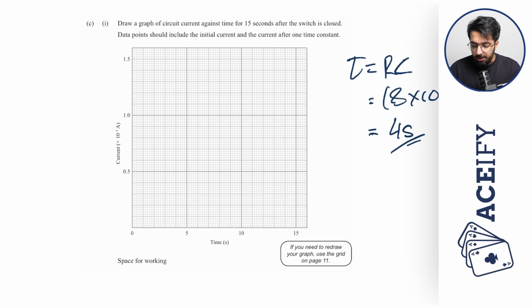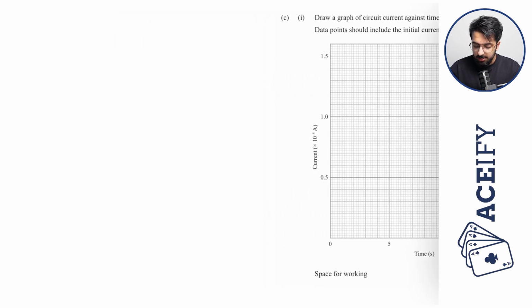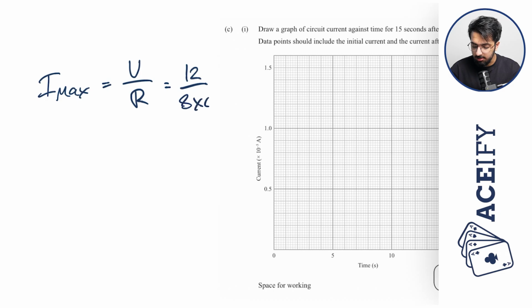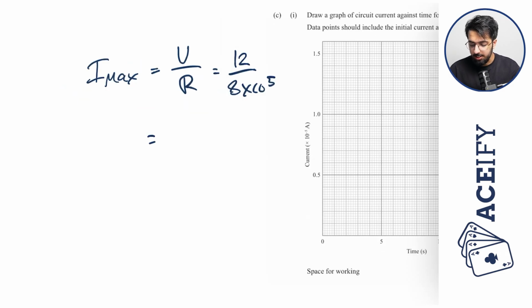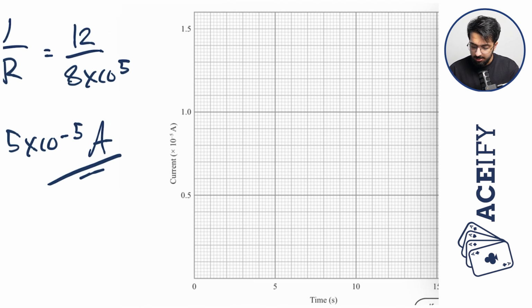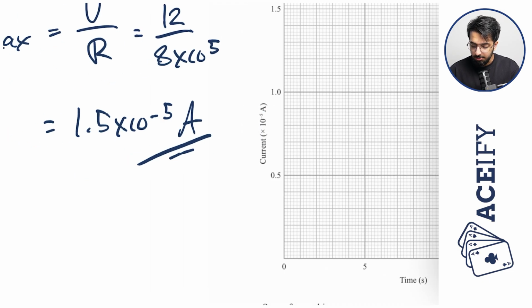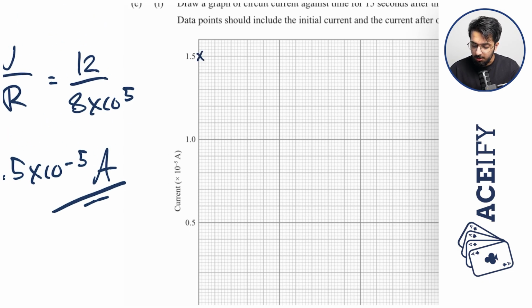Now we just need to find out our max current, and so to find that, I max is obviously equal to the voltage divided by the resistance in the circuit. The voltage is 12 volts divided by the resistance, which is 8 times 10 to the 5, and so this gives a current value of 1.5 times 10 to the negative 5 amps, alright? And as you can see, this current axis is in terms of times 10 to the negative 5, and so therefore our max current value is going to be over here, okay?